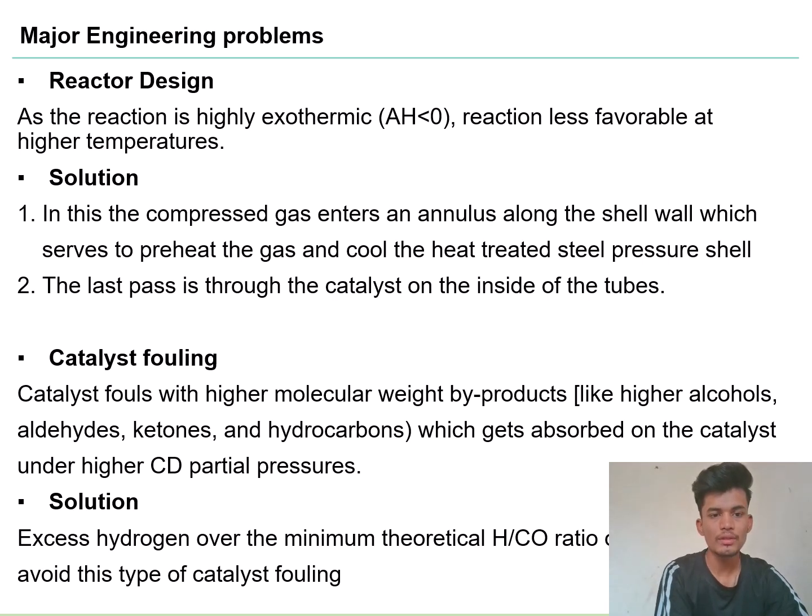And the third problem is inert gas accumulation. In the recycle gas loop, inert gases like nitrogen, argon, methane build up and they do not react, and dilute the syngas. They accumulate there. The solution is to install a purge line to remove part of the recycled gas stream and prevent inert gas buildup. Thank you.